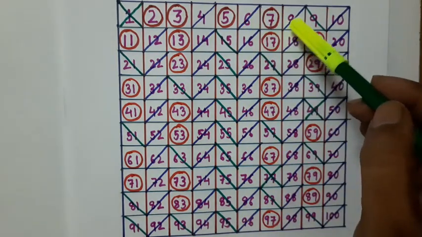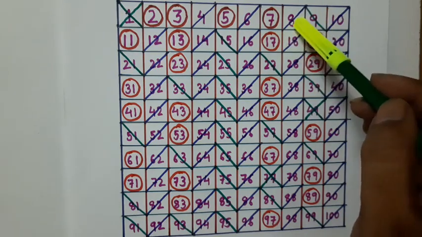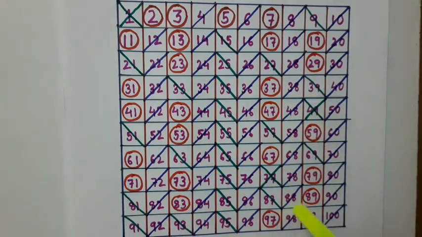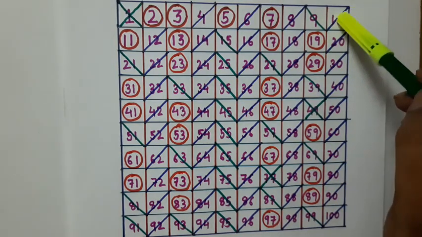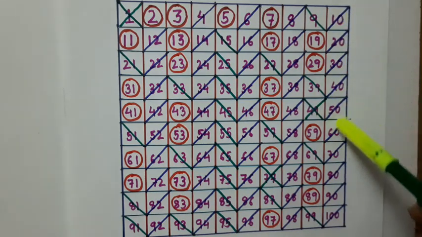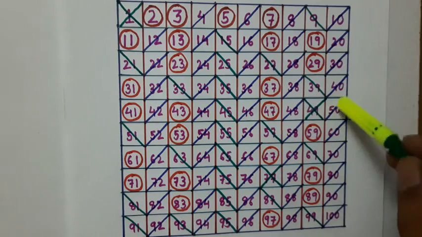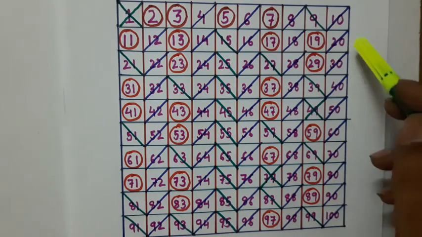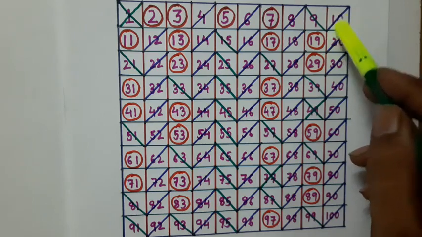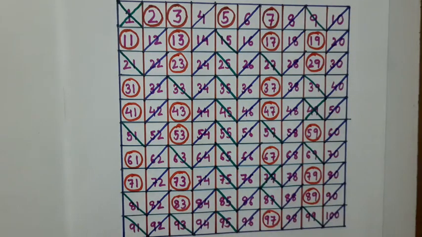Moving on to 8. 8 is an even number, divisible by 2, so all the numbers that end with 8 are cancelled. And the last line, 10. 10 is an even number, and all the numbers that end with 0 are cancelled because they are all even numbers and divisible by 2. So these are all divisible by 2.